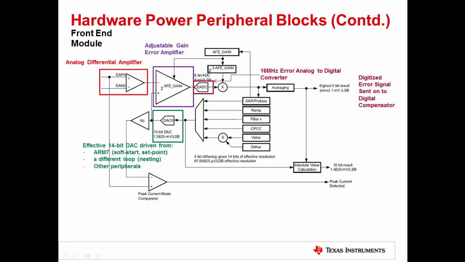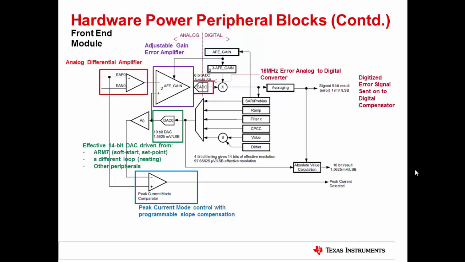It is worth noting that in the UCD3138 device, the conversion boundary between the analog and digital domains is at this EADC block. Each front-end module also has a dedicated peak current mode comparator, whose reference is driven by the DAC, through which programmable slope compensation can be implemented.